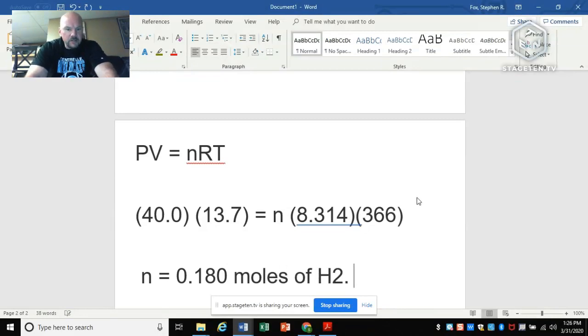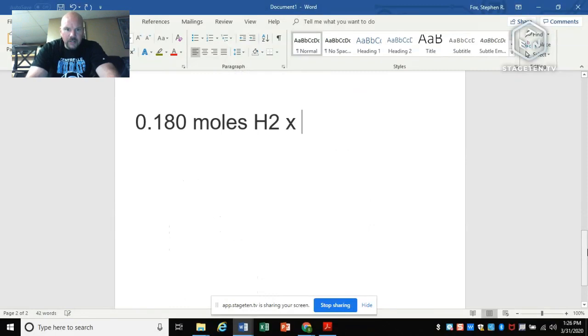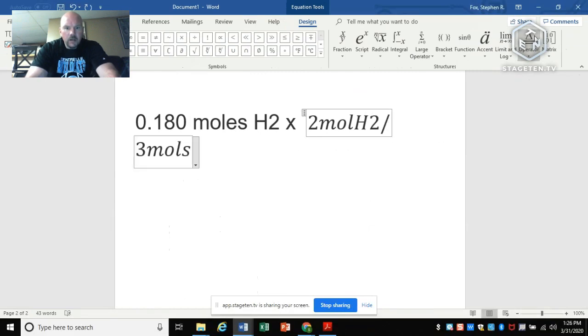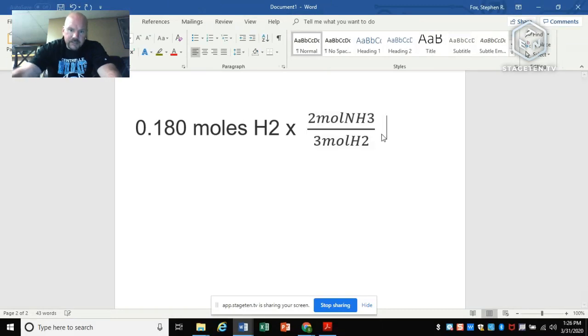And so that means we had 0.180 moles of hydrogen. Okay, so now we take our 0.180 moles of hydrogen and multiply it by the mole ratio, and the mole ratio on our balanced equation was 2/3, right? 2 moles of NH3 for every 3 moles of H2. So that's our mole ratio. We do that, and we get 0.180 times 2 divided by 3.